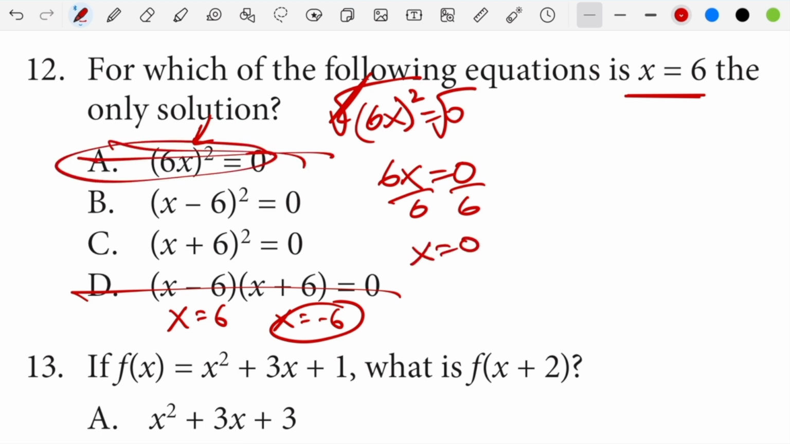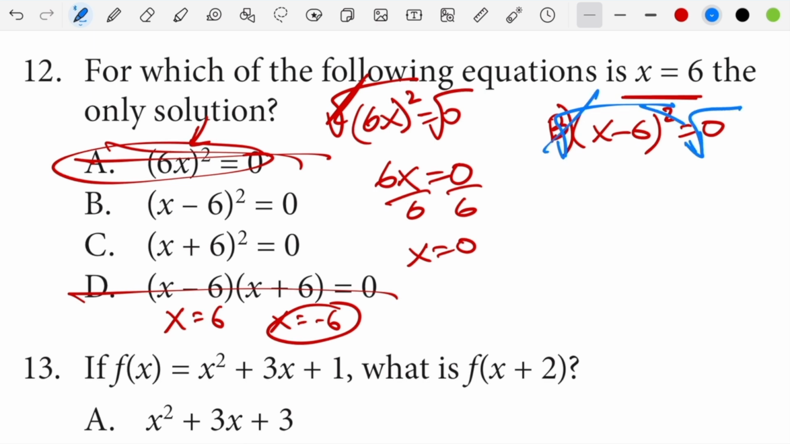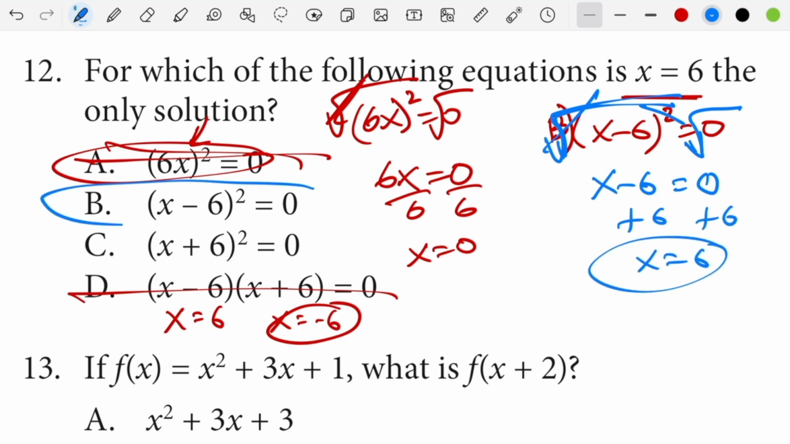No, that gives you a 0. B, you have a square, so you do the square root. Technically, every time you do square roots on both sides of an equation, you're going to have a plus or minus, but in this case it's 0, so you don't need the plus or minus. From there you add 6, x equals 6, and that's the only value you'll have in B. Just to double check, let's check C.